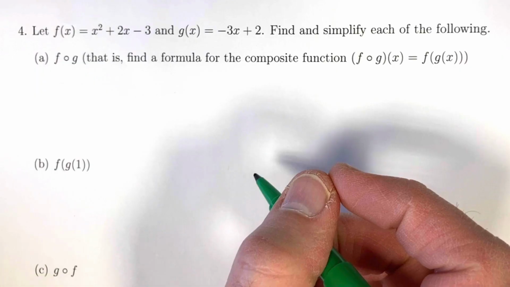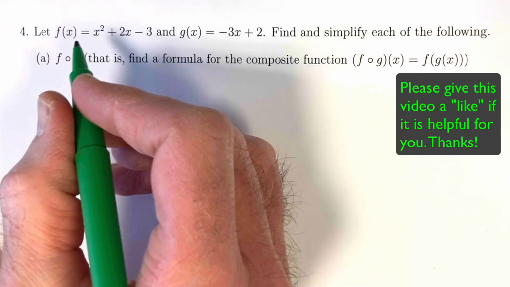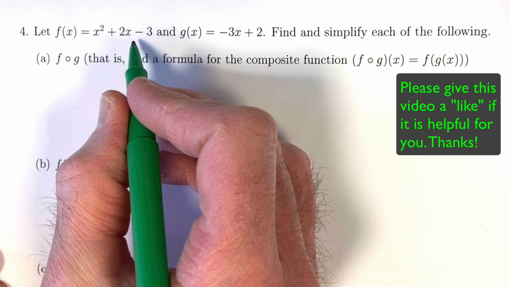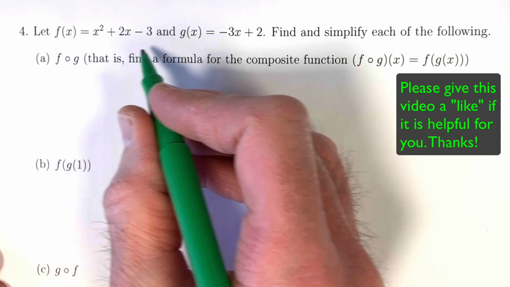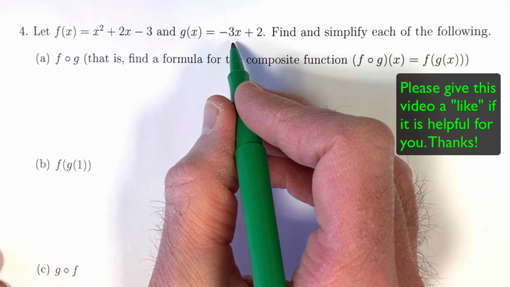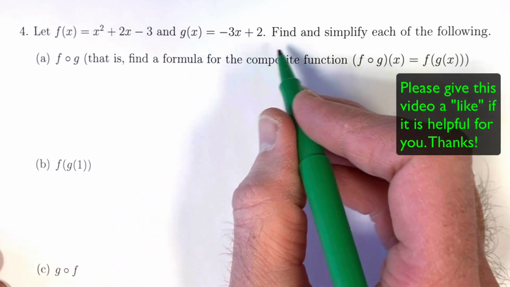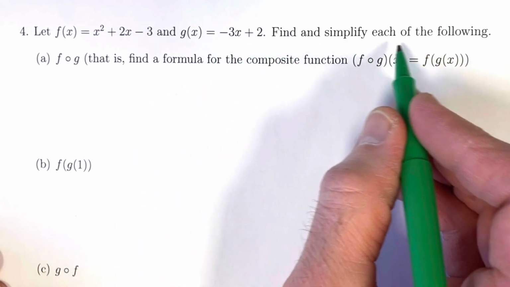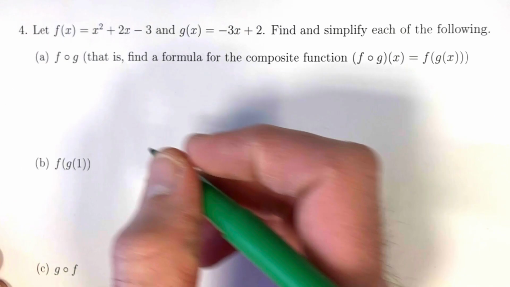Number 4 is about function composition. What fun. Let f of x be x squared plus 2x minus 3, a quadratic function, and g of x be negative 3x plus 2, a linear function. The directions say find and simplify each of the following. There's going to be 5 parts here.